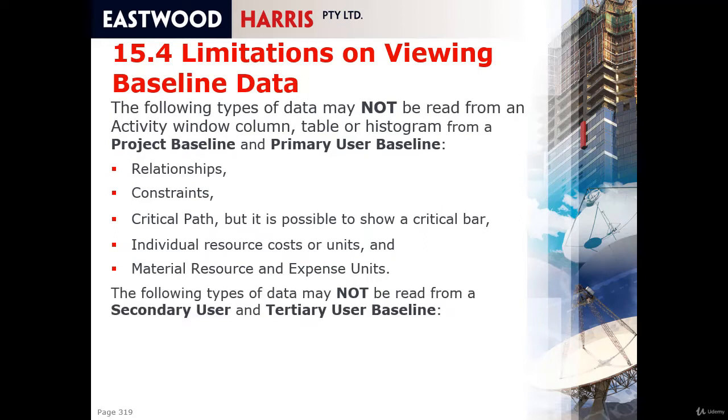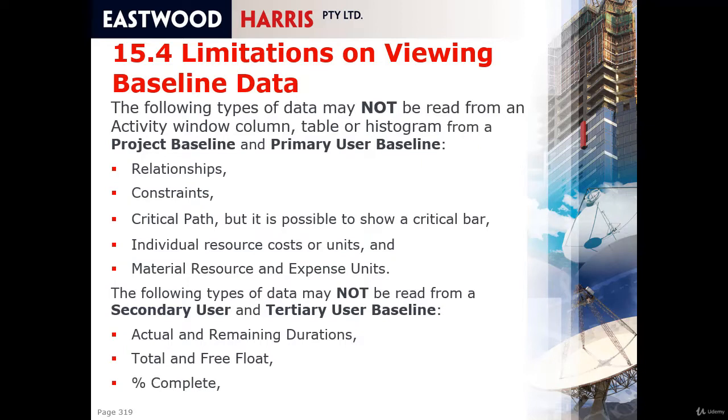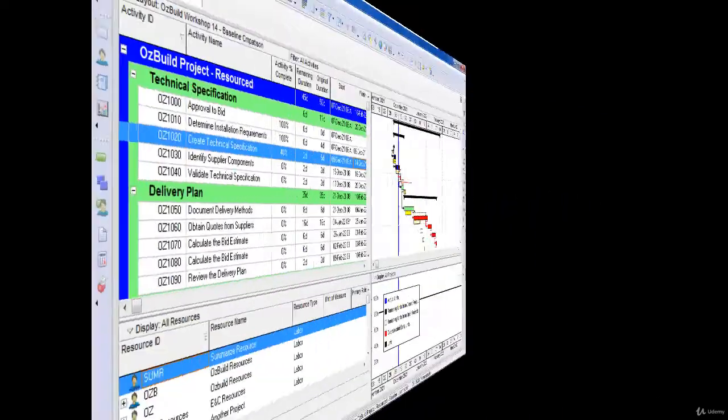The following types of data may not be read from a secondary user and a tertiary user baseline. You can't read actual and remaining durations, total and free float, percent complete, and any resource or expense data at all. So basically the tertiary and secondary user baselines only show dates and durations.